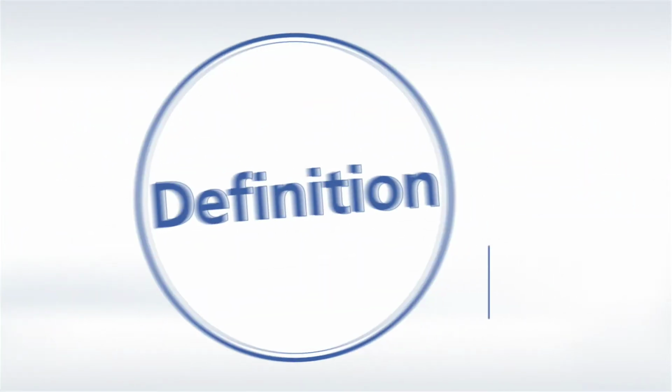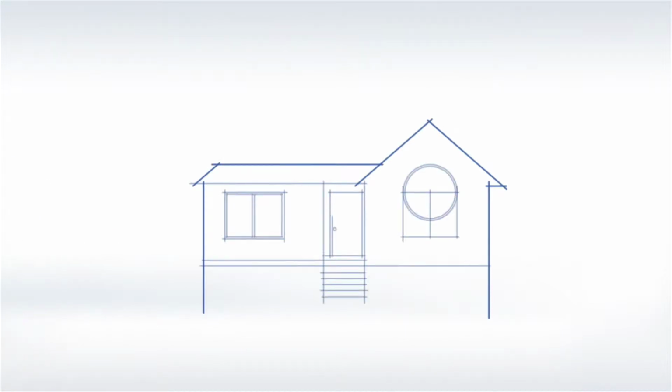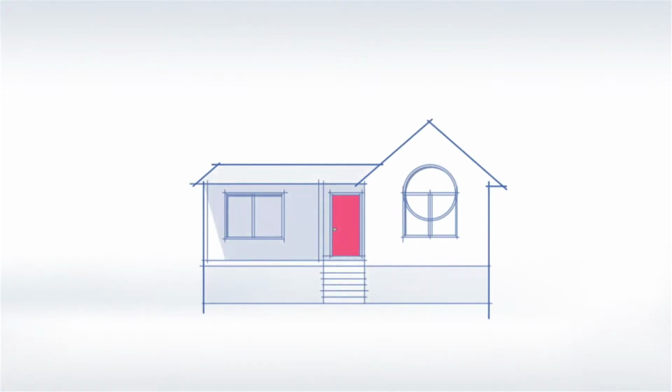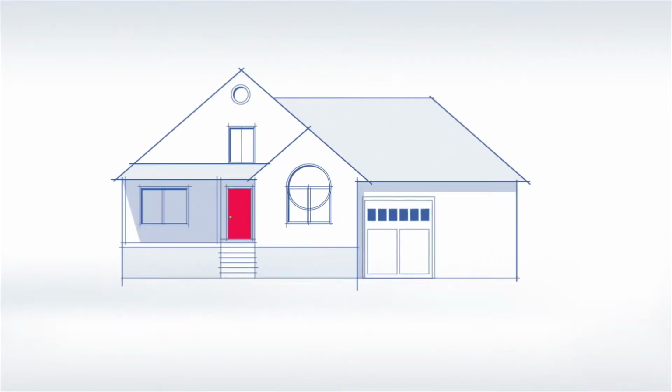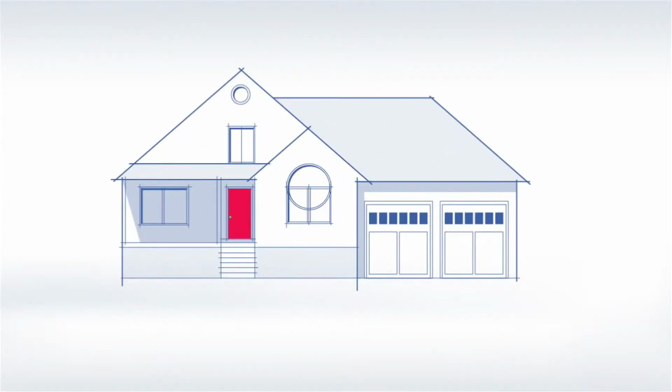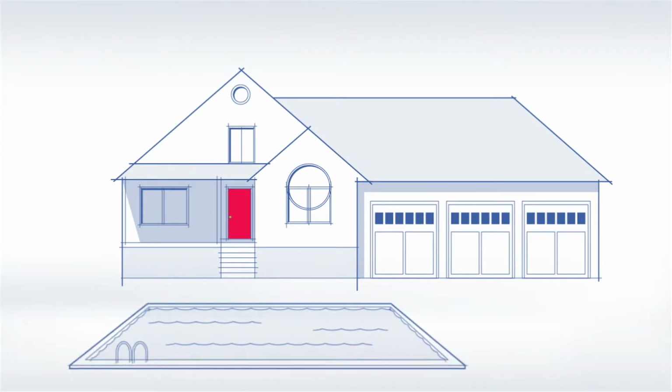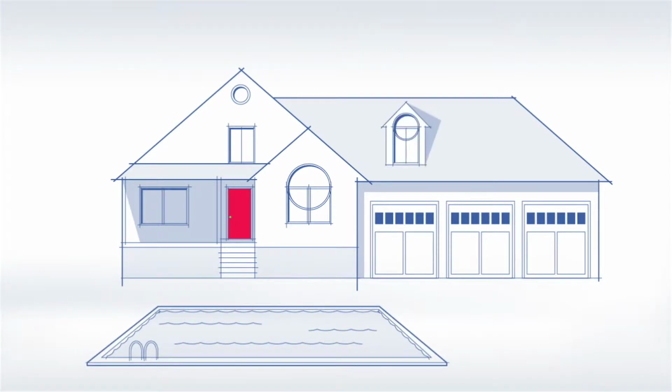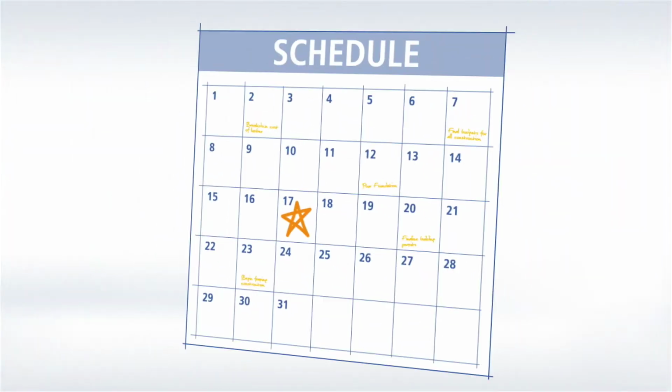If you consider the example of building a house, the definition phase is about determining specifications, or what kind of house you want. Do you want a 2-story house or a ranch? Do you want an attached or freestanding garage? 2 cars or 3? Do you want a pool? What kind of floor plan do you want? All of these things are inputs to the planning phase, including budget and schedule.